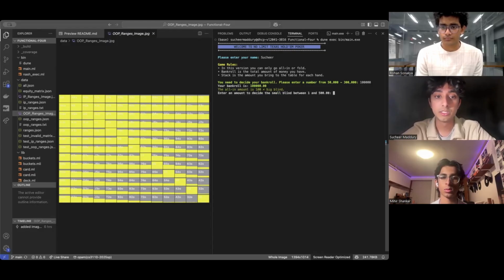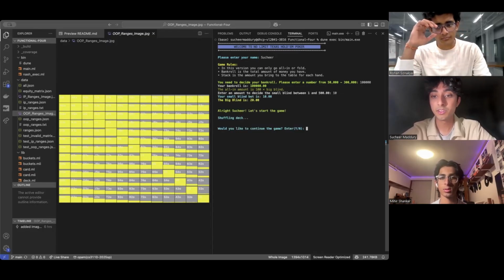Now we want to decide our blind structure. We can also choose what we want here. The maximum it allows you to do is if you want your bankroll to be exactly one buy-in. We're going to be smart with our money and not do that. And now we're ready to start.